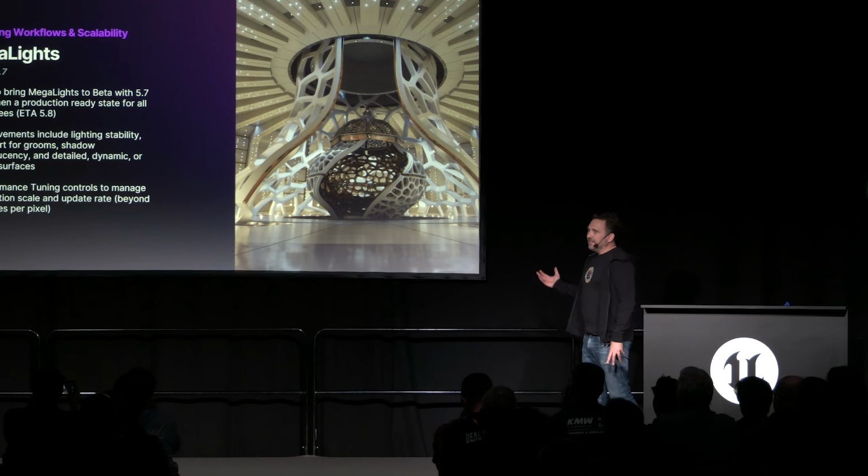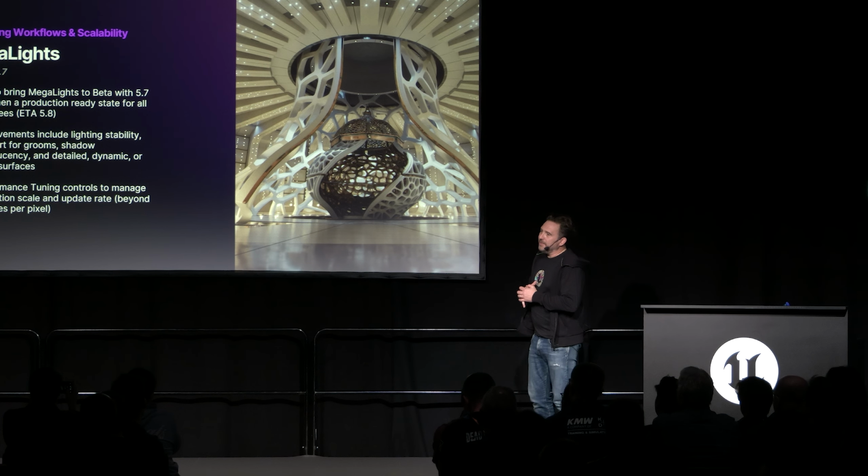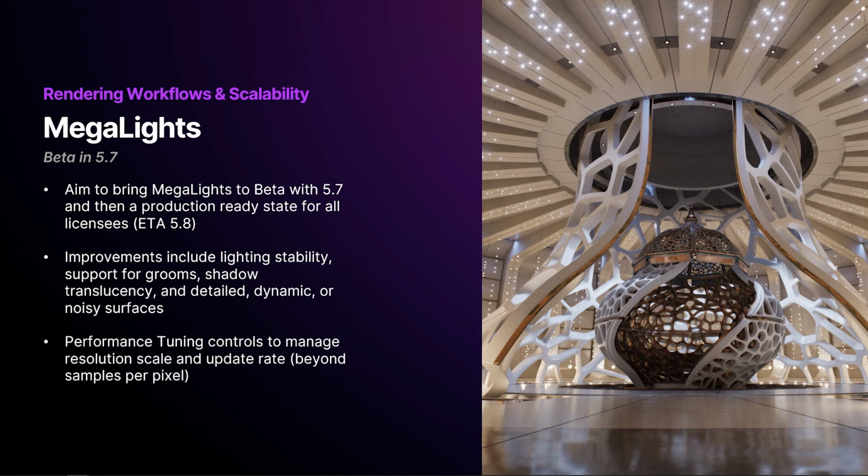Then Megalights is actually getting a lot of work done for that. So that's super cool, going in beta in 5.7. And then the aim is to get it to production ready with 5.8. So we're accelerating some of this stuff. Megalights runs on platforms that have hardware ray tracing, and capable hardware ray tracing. So it's not something that can run on mobile right now, even though, other discussion.